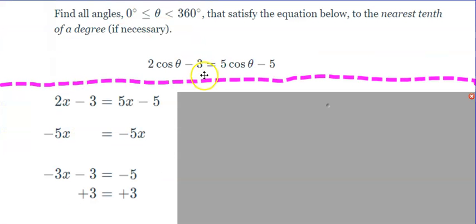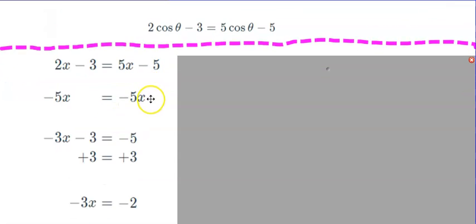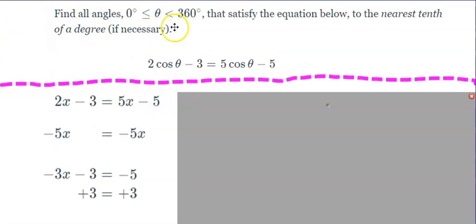All right, so here is our second example. This one's not going to use the quadrantal angles chart. We're going to have a different value, which you'll see. So here we go. We find the same boundaries between 0 and 360. We have to round to the tenth if necessary, and here's our problem.